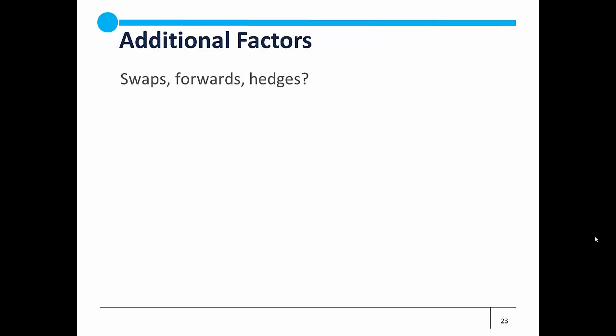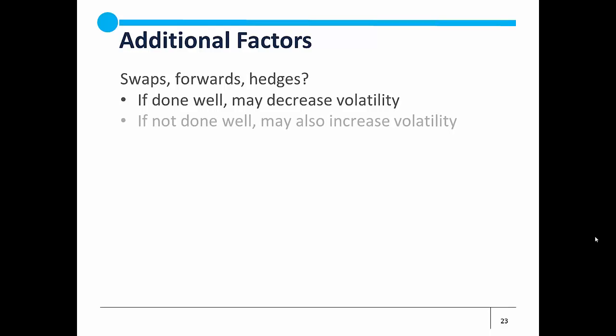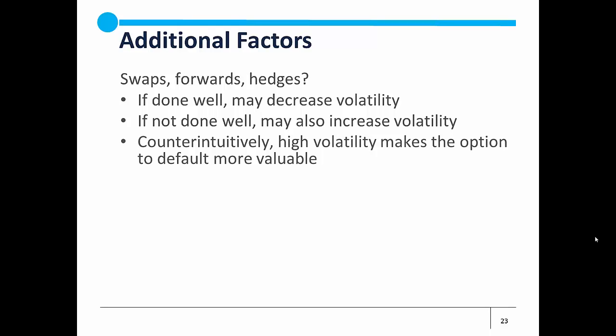What else can we think of? Well, in terms of putting up any hedges, if hedges are done well, they will decrease volatility of the cash flows. On the other hand, if they're not done well, they might also increase the volatility. Now, surprisingly enough, if the volatility was increased, then it makes the option to default more valuable, right? Because the equity holder's option is a call option, so if the total NPV is more volatile, then obviously the option is more valuable.